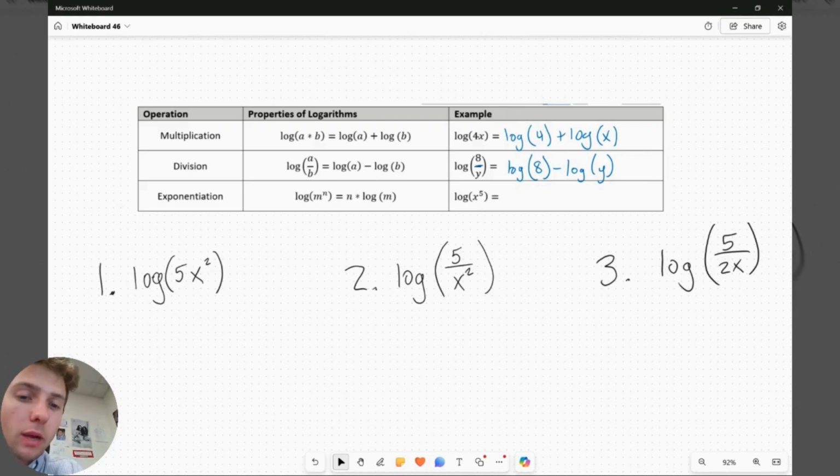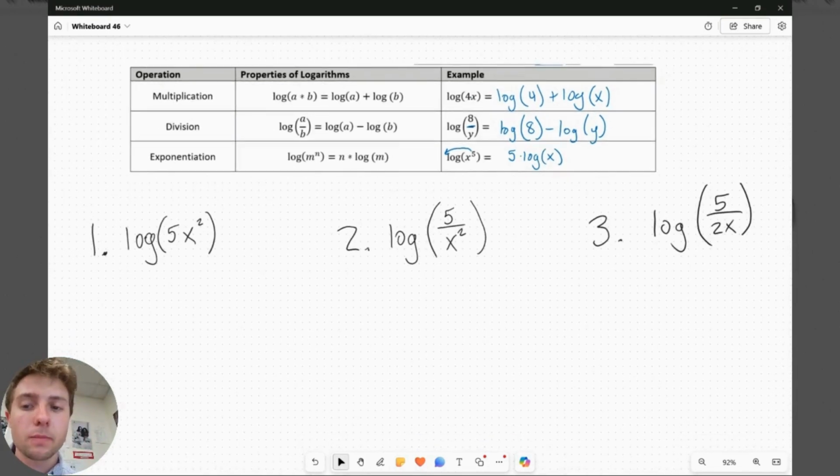The last example, we have an exponent. Whenever you have an exponent, that exponent can always move in front of the log, so 5 times log of x. And now we know the three properties that we can utilize.